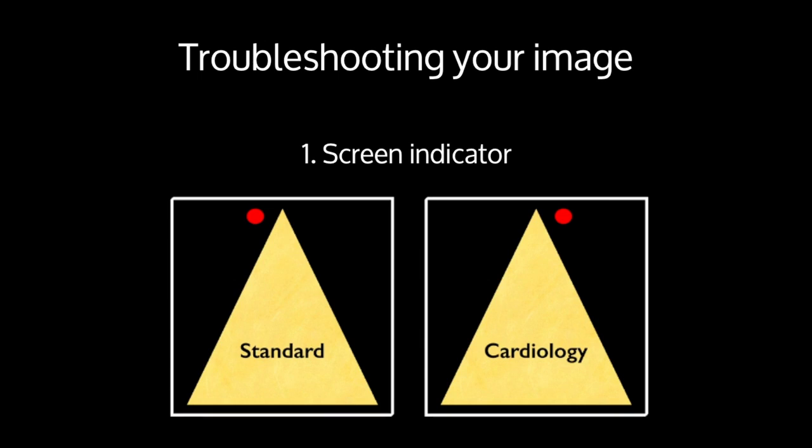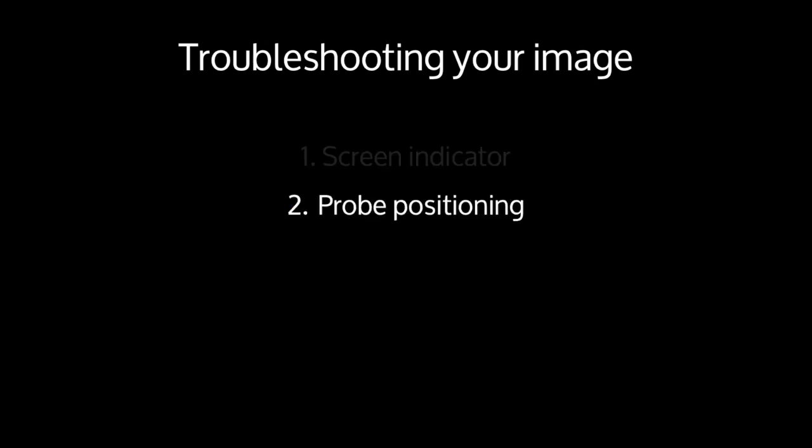In case you got lost, here's another summary when troubleshooting your image. First, check the screen for the indicator position. For parasternal long axis, make sure the probe is either pointing to the right shoulder in cardiac mode or left hip, standard mode. Also, make sure the LV is on the left of the screen for parasternal long axis.